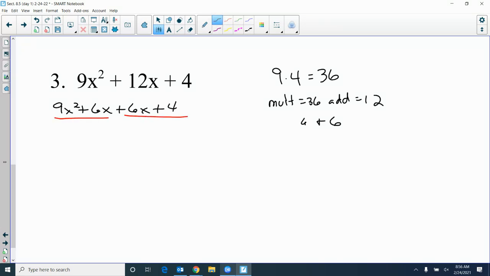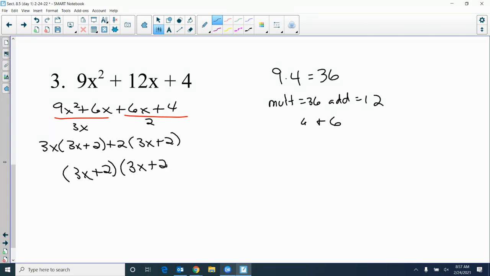All right, you take the first two. Go ahead. Just keep going. The first two will be a 3x. And then when I divide, it gives me 3x plus 2. And this one is going to be a 2, and I get the same thing. Okay, so you get 3x plus 2 times 3x plus 2.